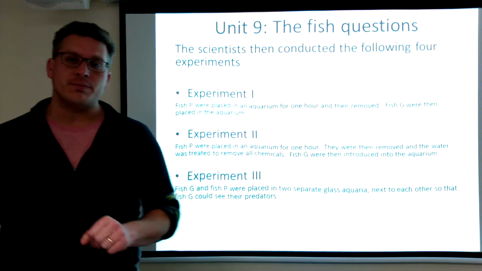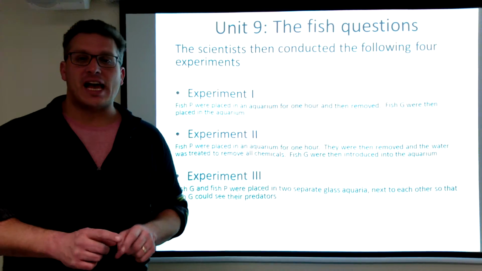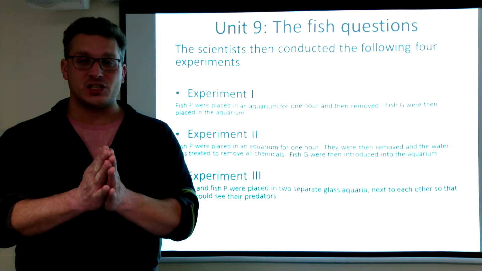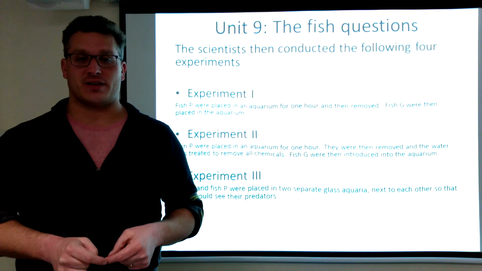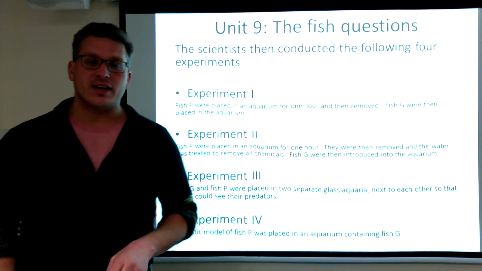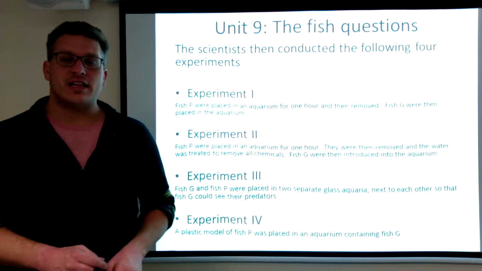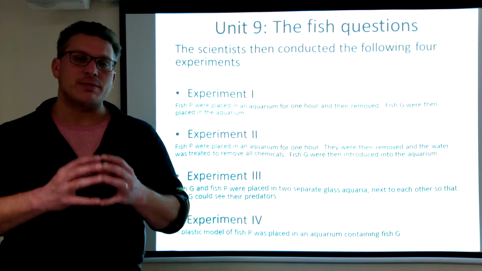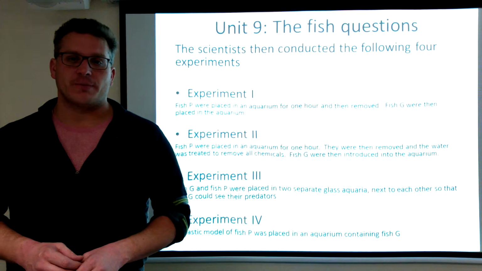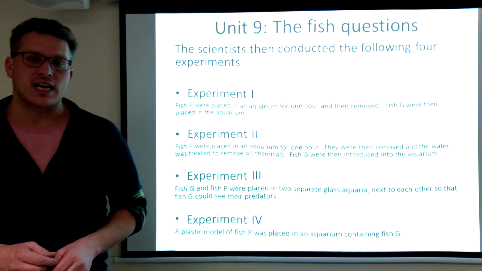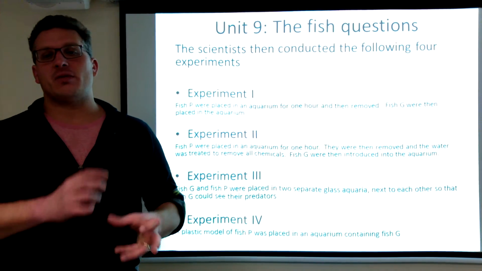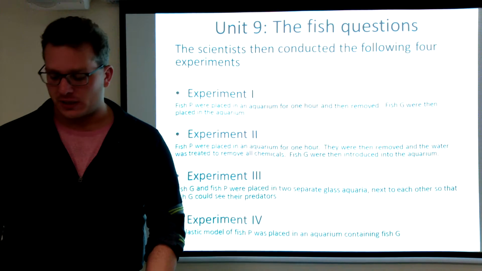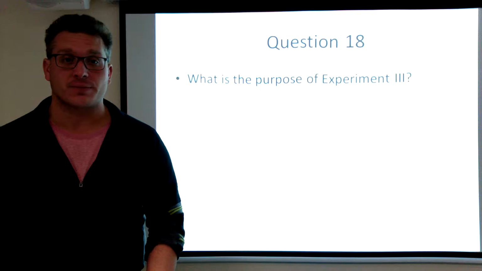The third one was that fish G and fish P, its predator, were placed in 2 separate tanks right next to each other so they could see each other. And finally, experiment 4 said that a plastic model of the predator was put in the same aquarium as fish G. So the job was to then say, what are the results of these 4 experiments in relation to the hypotheses? So let's go through the answers.